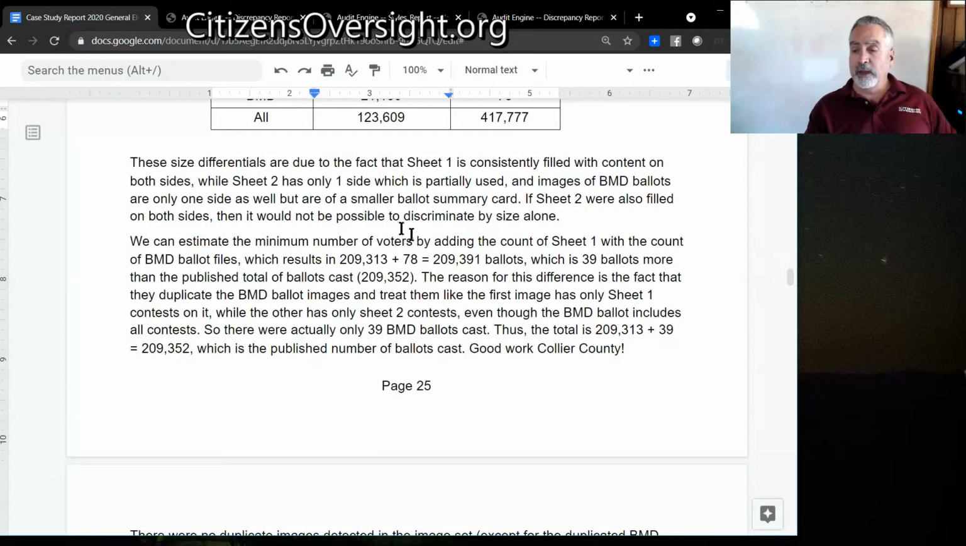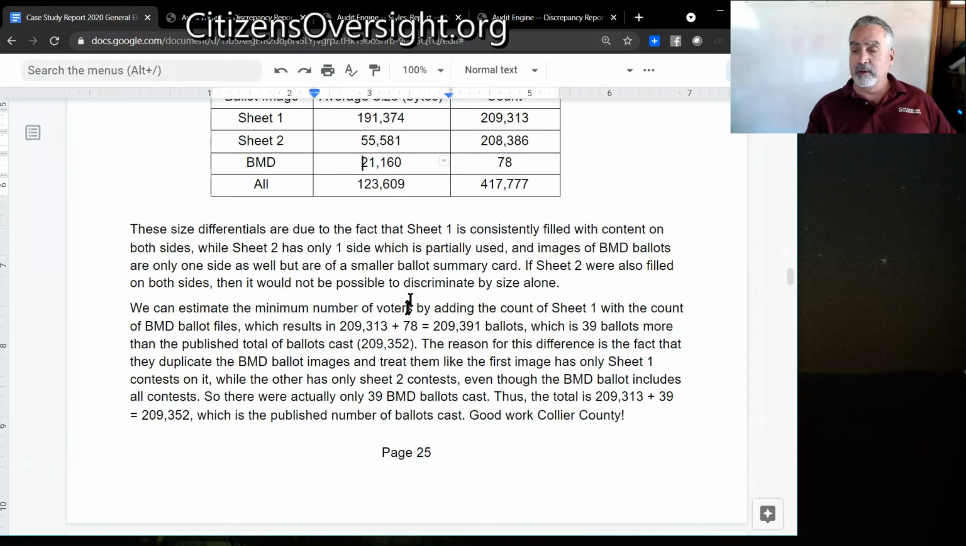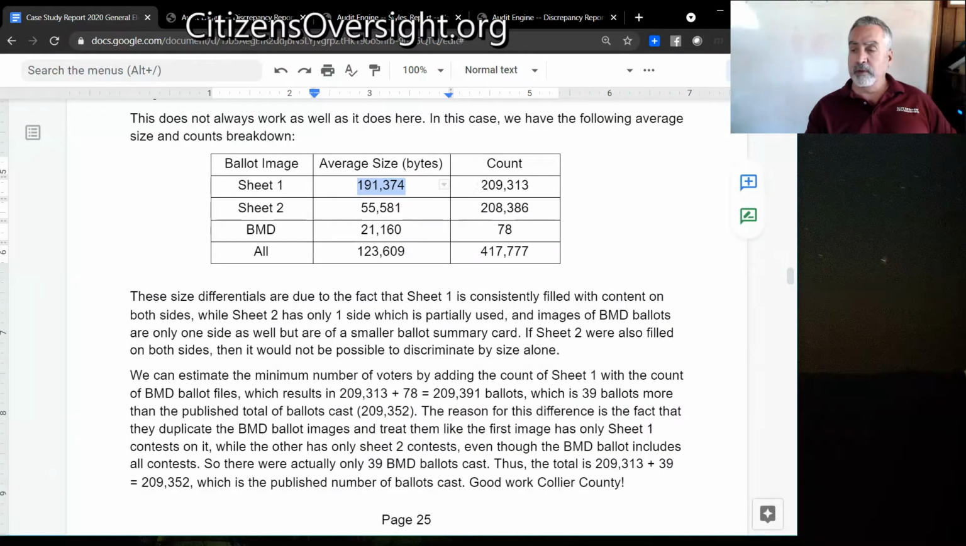So that is a way that we can determine how many ballots were cast. It would be basically the sheet 1 plus the BMDs. So we have sheet 1, this count, that's the size over there. We know that pretty much everybody's going to vote sheet 1. That's got the presidential contest on it. A lot of people don't vote sheet 2 because it just has inconsequential contests or ones that they're not interested in.